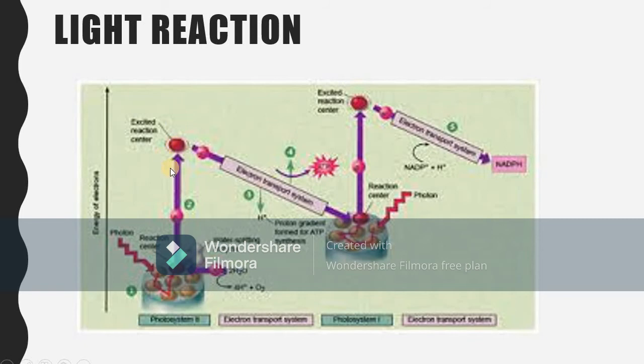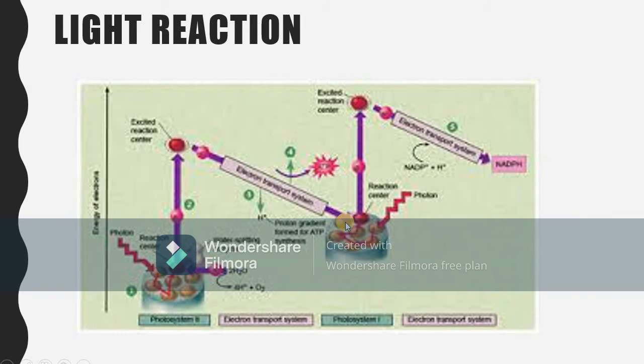their electrons are emitted. As a result, what happened? The electrons get excited and they are emitted. Then the electrons pass to the electron transport chain. Here's the electron transport chain. It passes to it and produces the ATP.